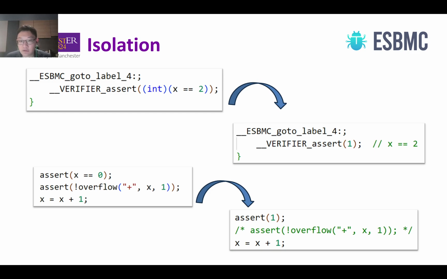For example, in the source program, we have a verified assert. We convert it to a verified assert true, and we will slice it later in the slicer. Also, we disable the adding of the overflow check, as you can see here.